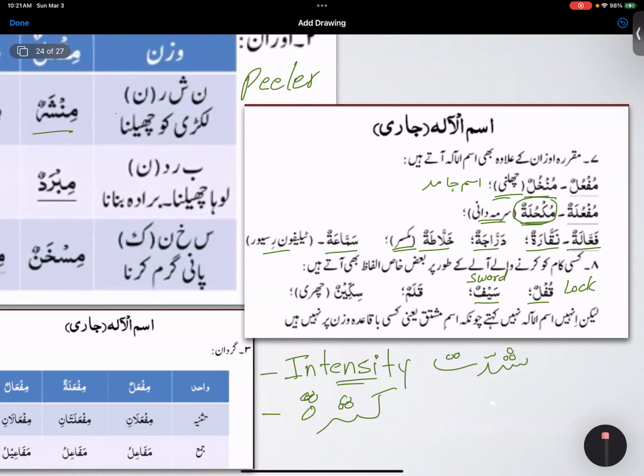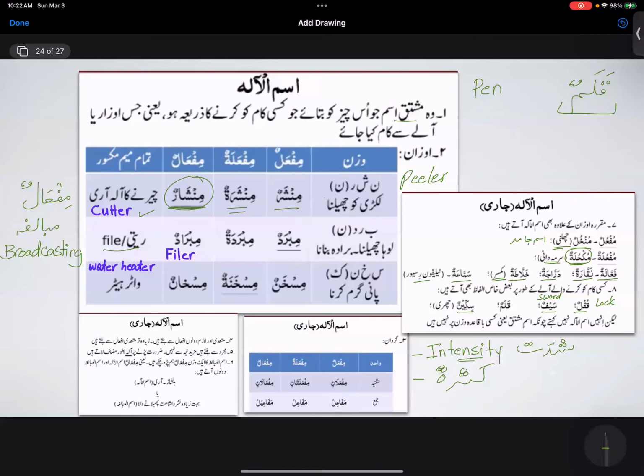Then we have qalamun. Then we have sikinun. Sikin is a knife, right? But it is not following the pattern. So basically, Ustada, these are all jamid. Yes, ism jamid.